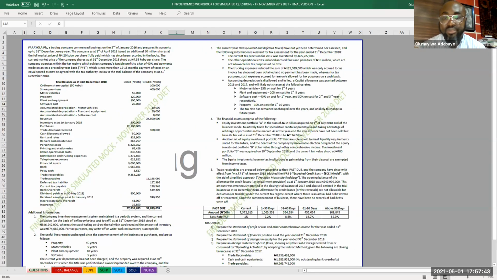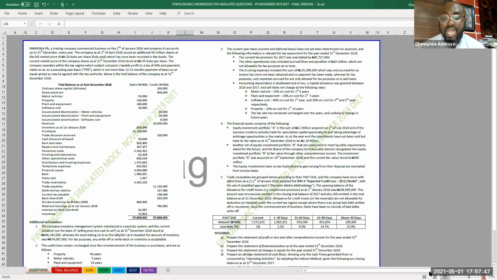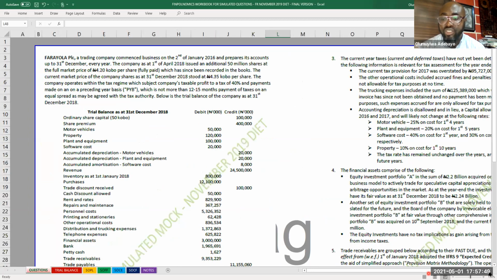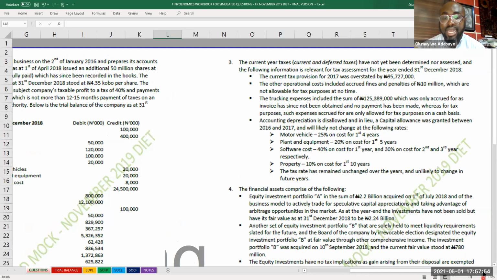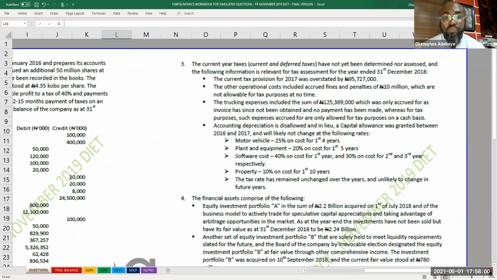Now let's look at note three. I want somebody that has good knowledge of income taxes to look at note three and let us discuss on it. I want somebody to read note three, who has knowledge of income tax, so that we can start from that angle. Who is a tax expert here?